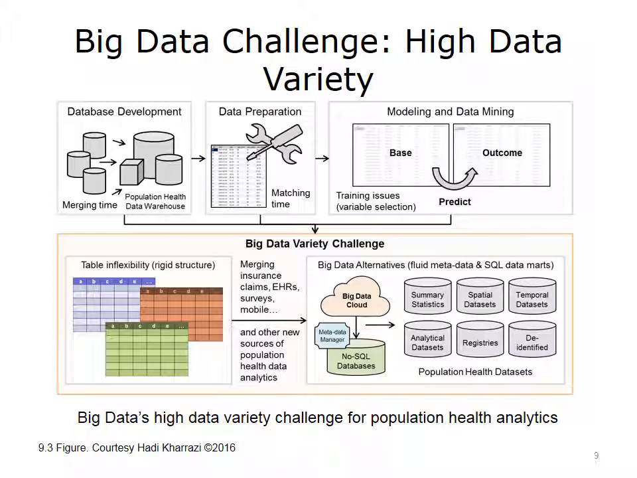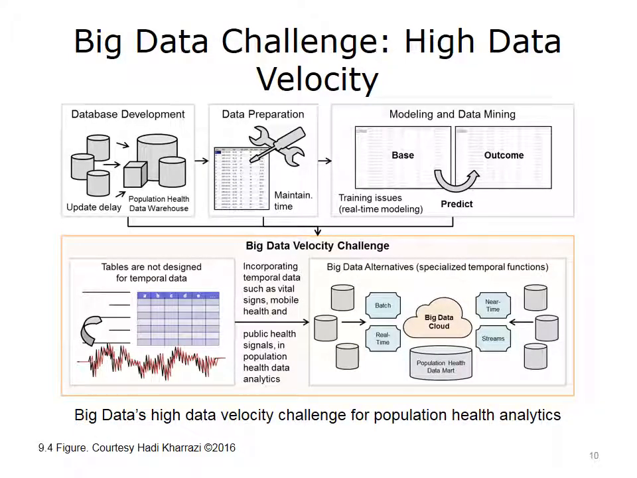Some existing population health data warehouses include hundreds of different data types, and merging them through traditional means is becoming almost impractical. Big data platforms and solutions should become mainstream in such conditions. The big data alternatives include cloud-based NoSQL data platforms that are neutral to the table structure and can adhere to fluid metadata tags. Then, if needed, these solutions can generate relational data marts on the fly for more specialized population health applications.